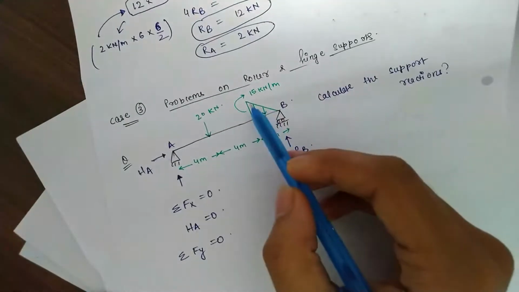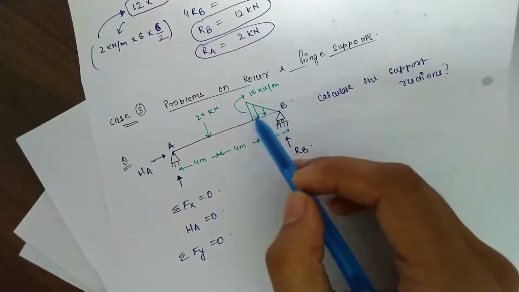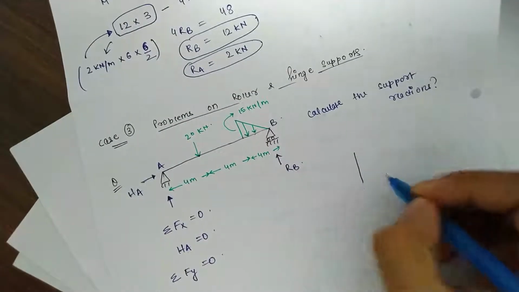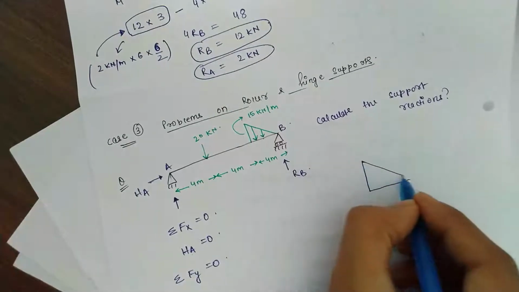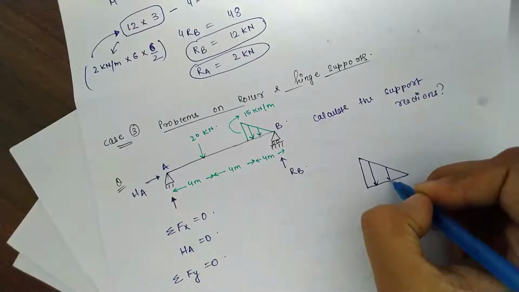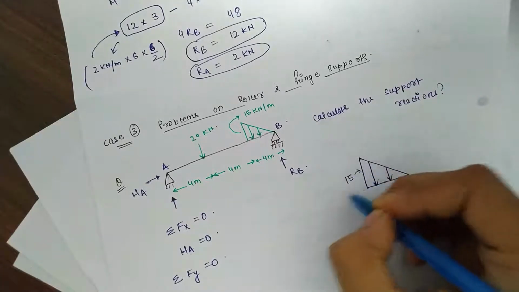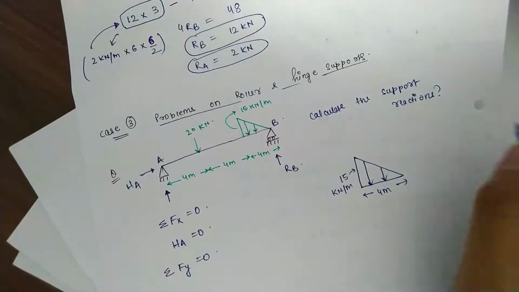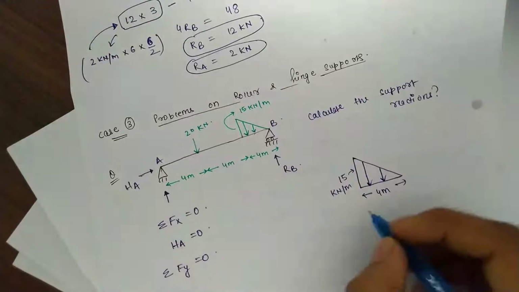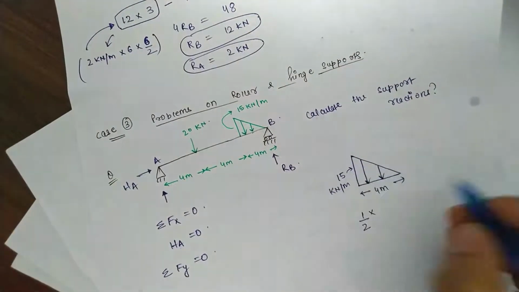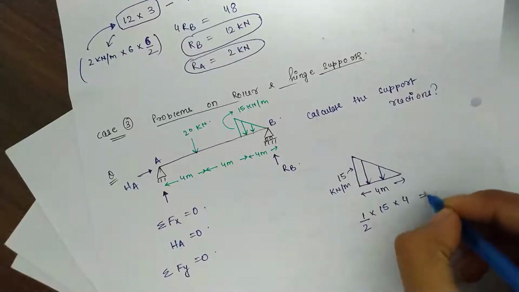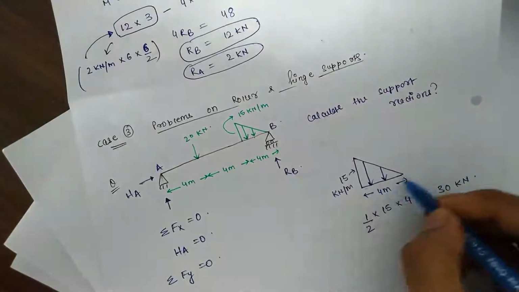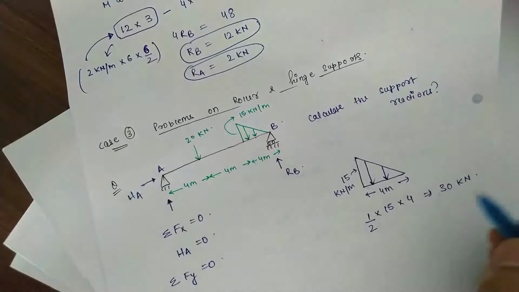Now see, there is a uniformly varying load given. So how can we calculate the load which is being applied here? So this is the load given basically. This is 15 kilonewton per meter, and this is applied over 4 meter. So for calculating the load, we just find out the area of this triangle, which is half into 15 into 4, which is 30 kilonewton. Half, this is the height, and this is the base. Half base into height, which is 30 kilonewton.